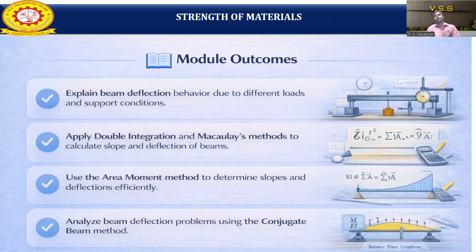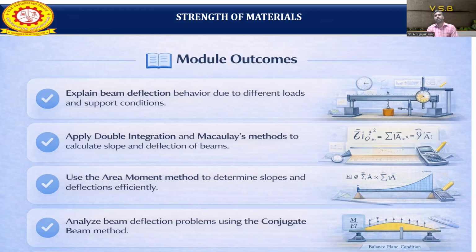As a learner, you can apply the double integration method and Macaulay's method to calculate the slope and deflection of beams. You can use the moment area method to determine slopes and deflections efficiently when you understand the fundamental concept. To analyze beam problems, you can use the conjugate beam method. So these are the module outcomes. You can clearly understand that.